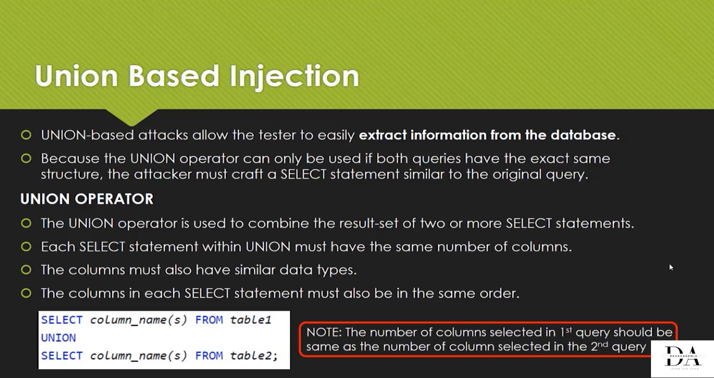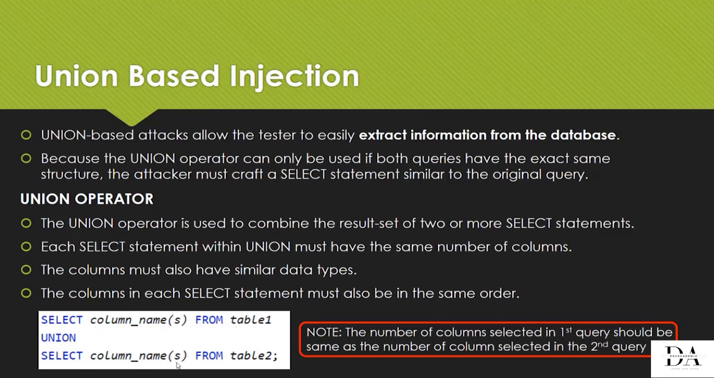So now let's learn what a union operator is. The union operator is used to combine the result set of two or more select statements. Each select statement within union must have the same number of columns. The columns must have similar data types, and also the columns in each select statement must be in the same order.